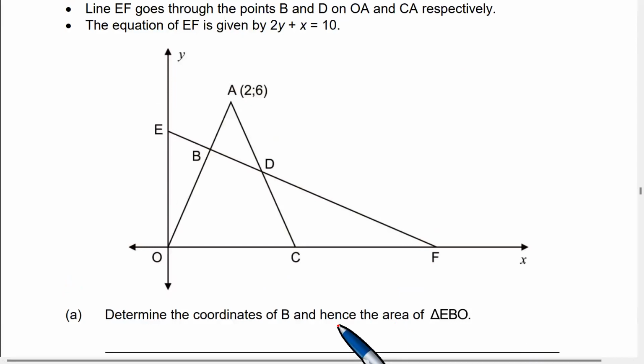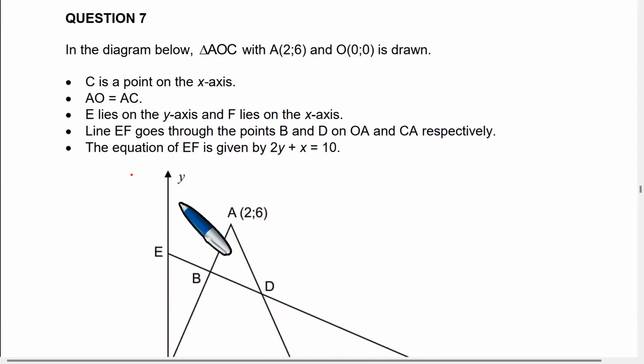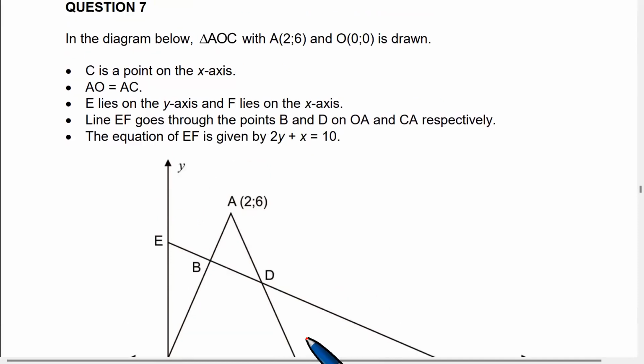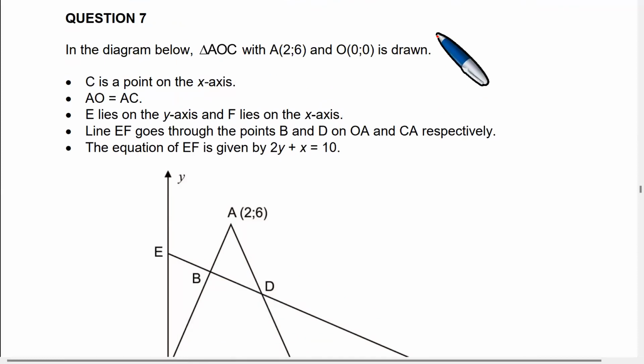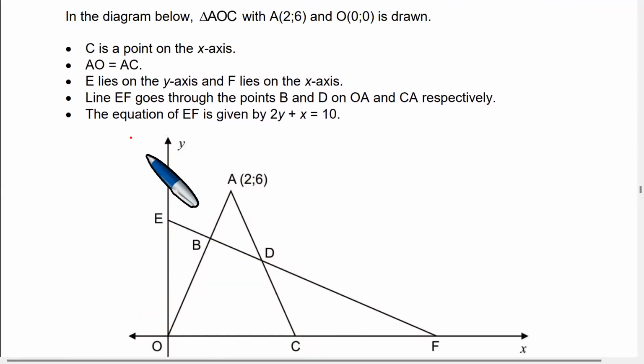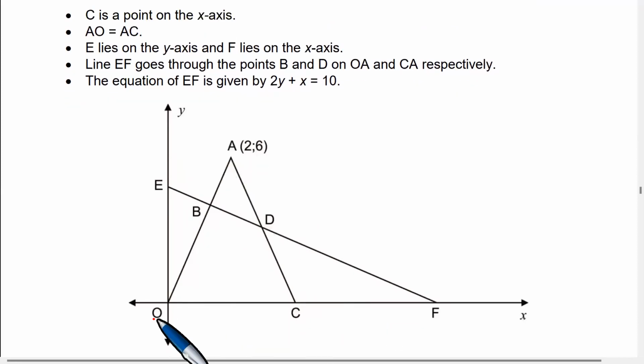Let's do this one. Determine the coordinates of B. Okay, let's look at this one. Question 7, section B. In the diagram below, you have triangle AOC. Triangle AOC has A with the coordinates (2, 6), and O is the origin, with coordinates (0, 0). C is a point on the x-axis. AO equals AC.